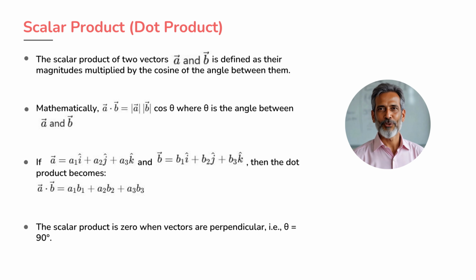An important fact to remember is that the dot product is 0 when the vectors are perpendicular, meaning the angle between them is 90 degrees. Because cosine 90 degrees is 0, the product vanishes.